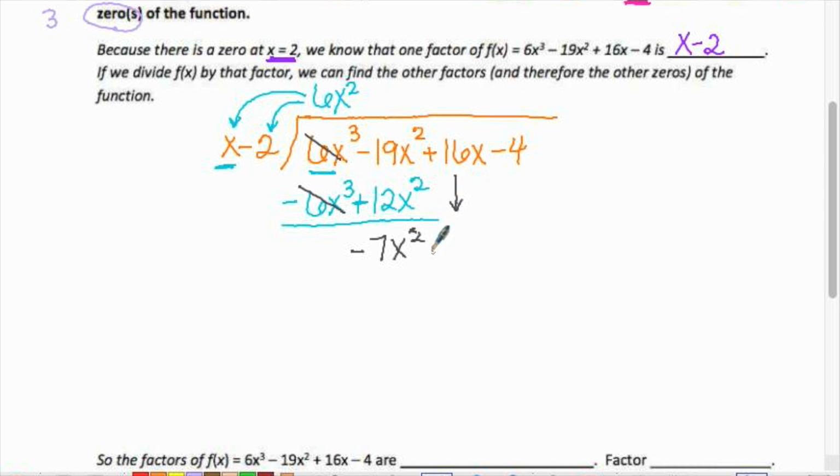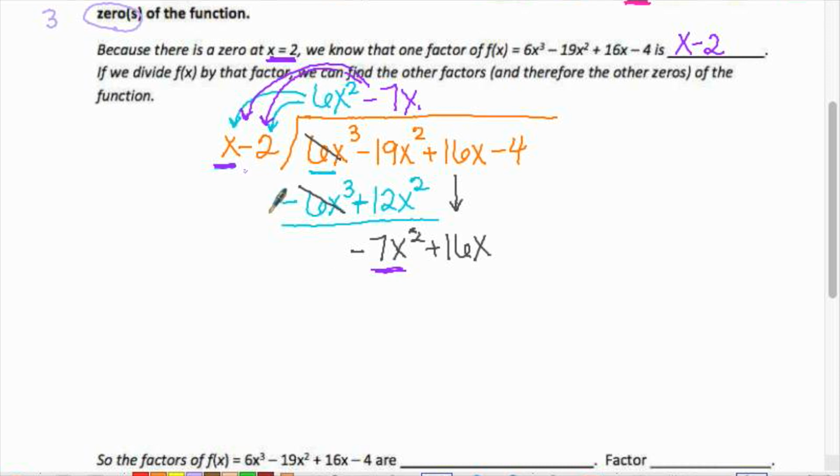And I would bring my next term down. So now we are going to repeat the entire process looking at the first term of my divisor and this new term. So I won't ever come back up here. I'm just going to continue to bring terms down and work with the first term in each new layer that I create. So x times what would give me a negative 7x squared. So that should be a negative 7x. Just like we did before, we're going to take that negative 7x and we're going to multiply it to each of the terms in our binomial. By the way, this is a really good opportunity for you guys to use color coding.